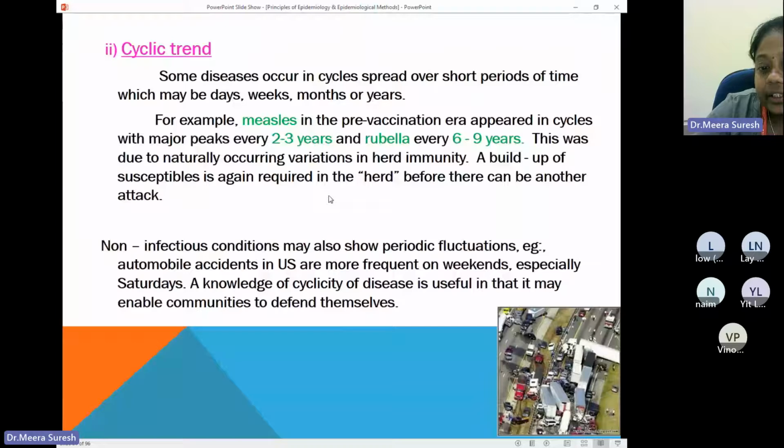So this was due to variations in herd immunity. A buildup of susceptibles is again required in the herd before there can be another attack. What that means is the pre-vaccination era means maybe there was a vaccine, but it was not fully accepted by the people, or the government had not introduced it. The government introduced this vaccination after WHO suggested it in the 1970s. I don't exactly remember the year. It was after 1975.